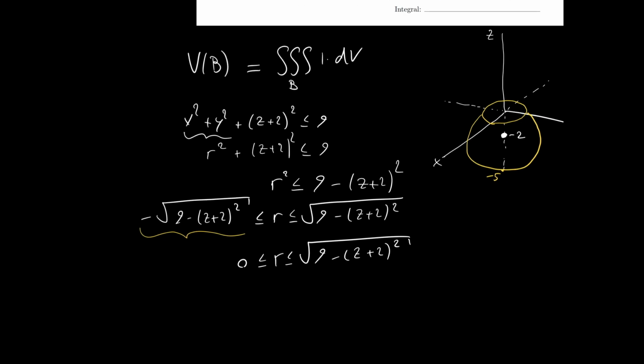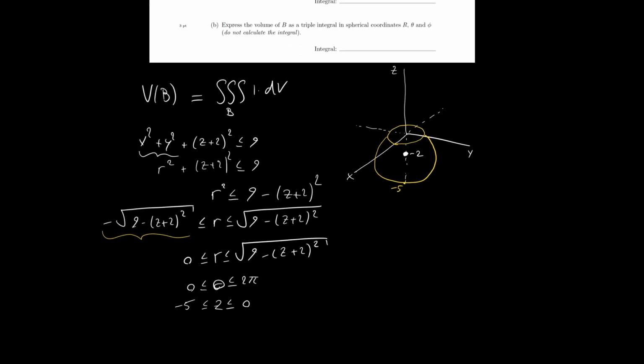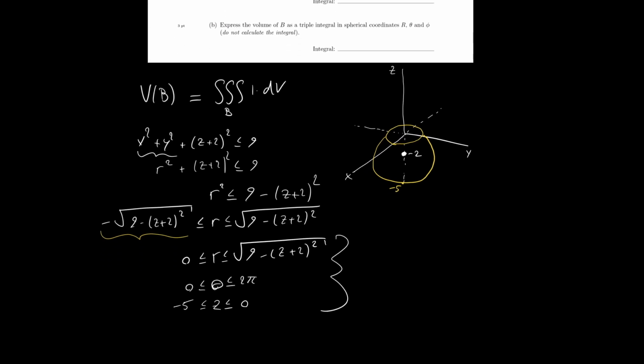If we look at the figure, we see that all values of theta are included in this fishbowl shape. So theta will go between 0 and 2 pi, and then z will be between its minimal and maximal value. Well, the maximal value was 0 and the minimal value was minus 5, as was already given in the description of B. All right, so that will give us an integral. So let's start with the inner integral over r. r is bounded between 0 and the square root of 9 minus (z plus 2) squared, right?